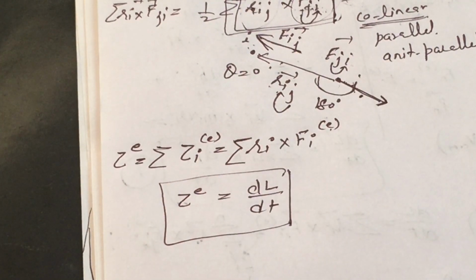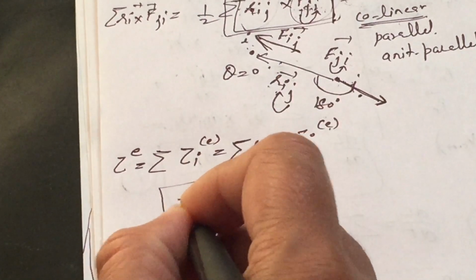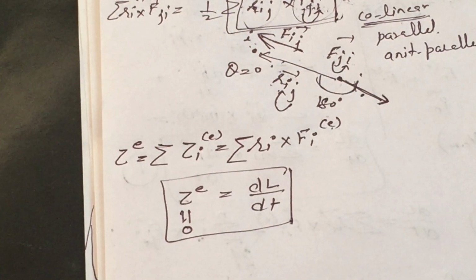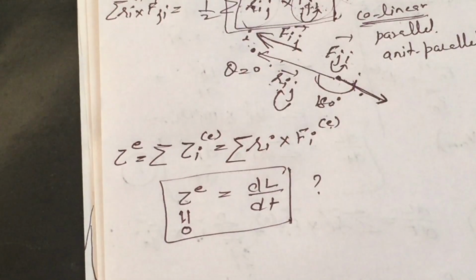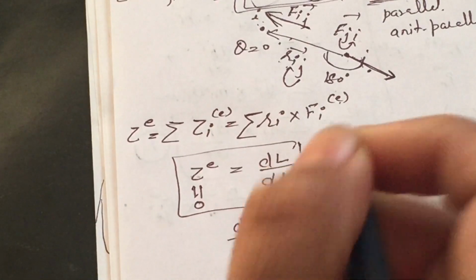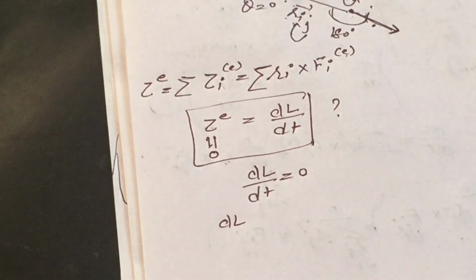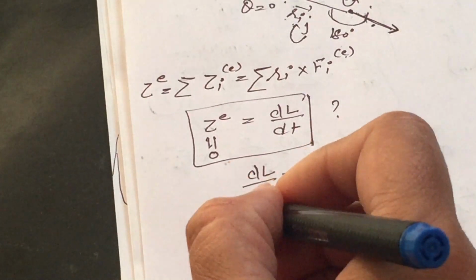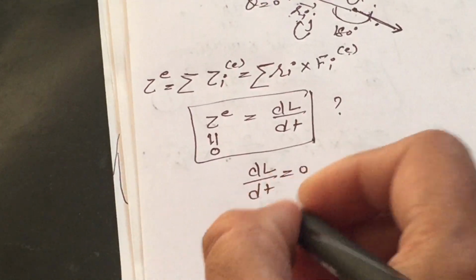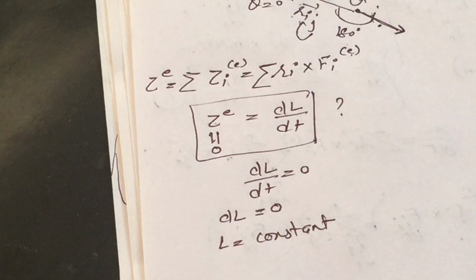We will move towards the law of conservation of angular momentum. If we substitute the condition that the total external torque is equal to 0, then what happens to the angular momentum? The change of angular momentum with respect to time is equal to 0. It means your angular momentum is not changing with time. If the angular momentum is not changing with time, it means our angular momentum here is a constant quantity, or a conserved quantity.